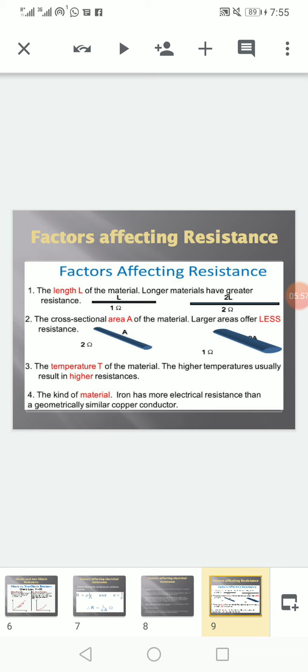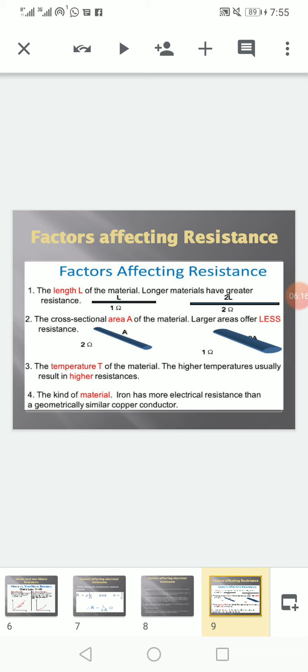Please, I need you to take this into consideration, because I will definitely ask a question on this. What is the effect of length again? The higher the length, the greater the resistance, and the higher the area, the lower the resistance. What about temperature?